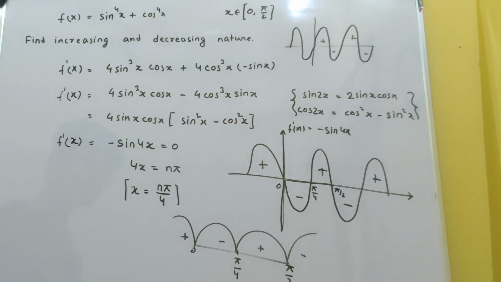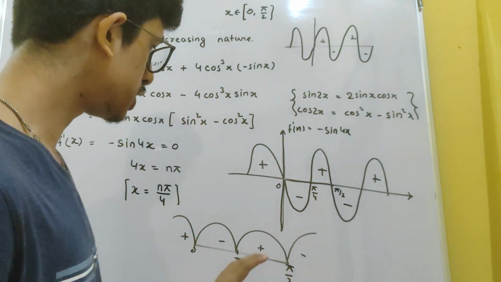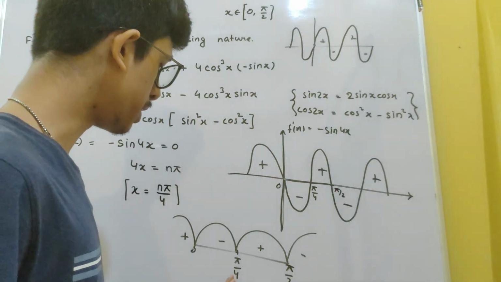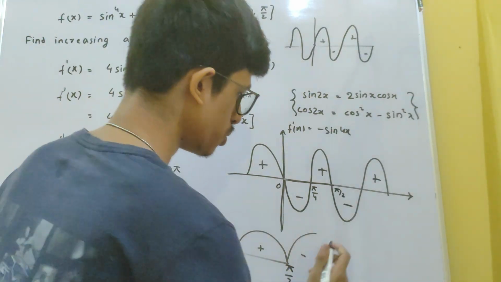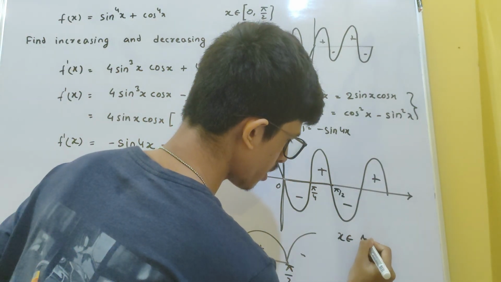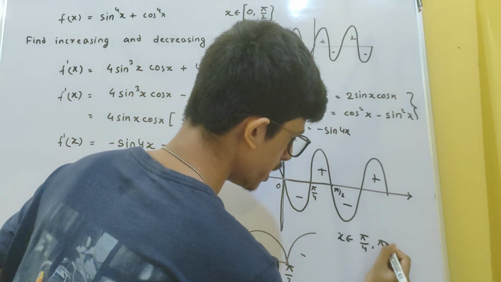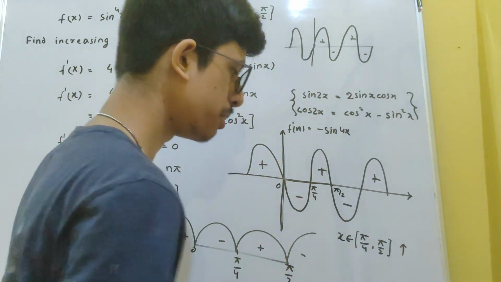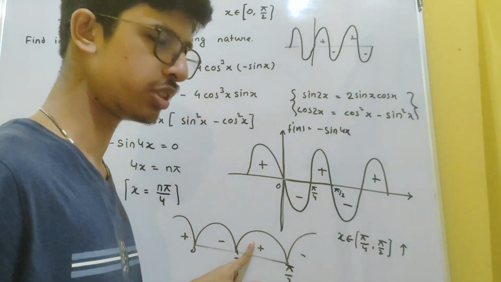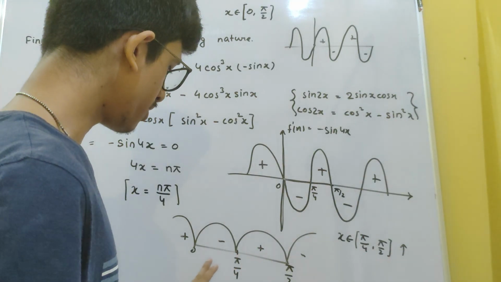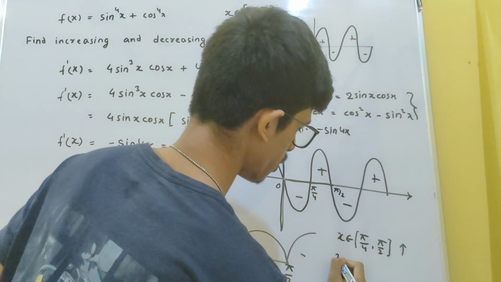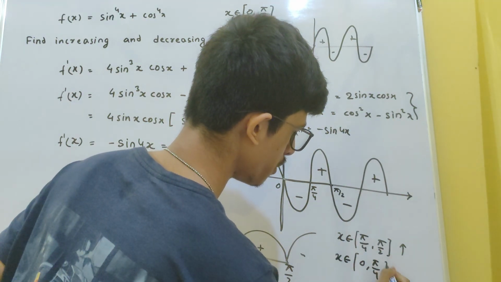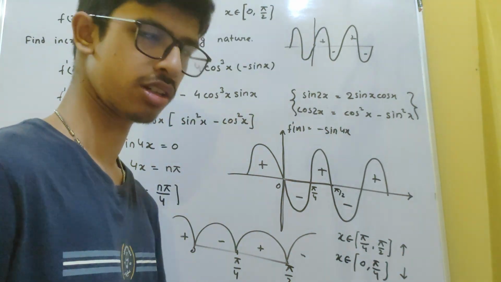So if we analyze the increasing nature, the increasing nature of this function sin 4x plus cos 4x will be between pi by 4 and pi by 2. So for x belonging to pi by 4 to pi by 2, closed bracket, we will get the increasing nature, since it is positive here. And for decreasing nature we will have 0 to pi by 4. So for x belonging to 0 to pi by 4, we will have the decreasing nature. Thank you.